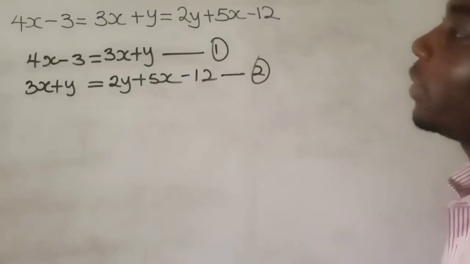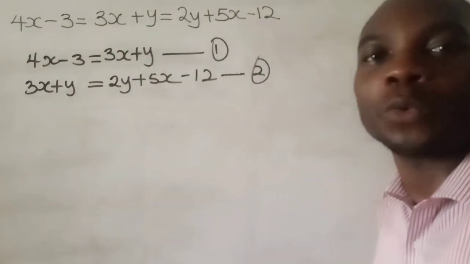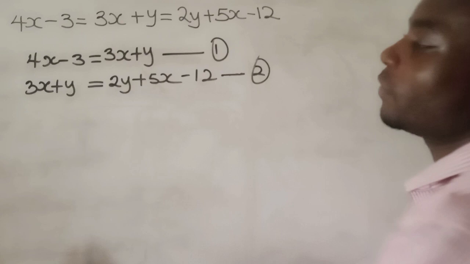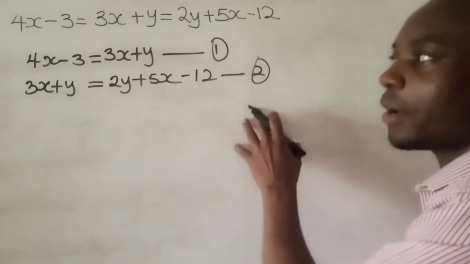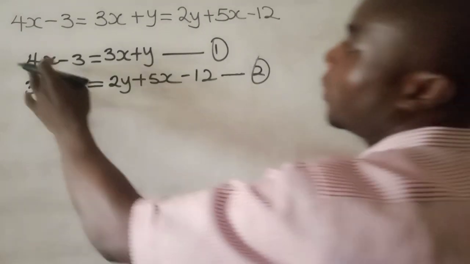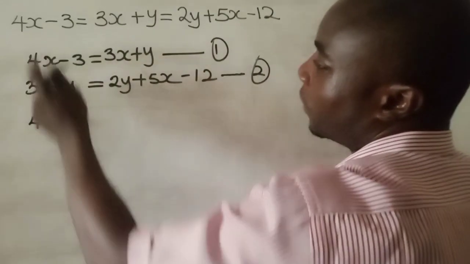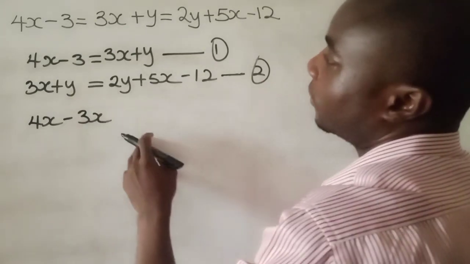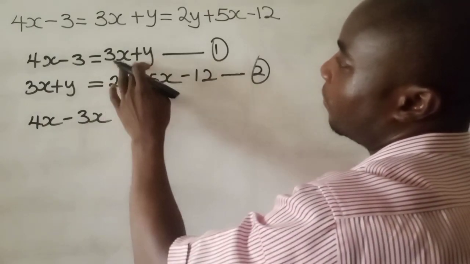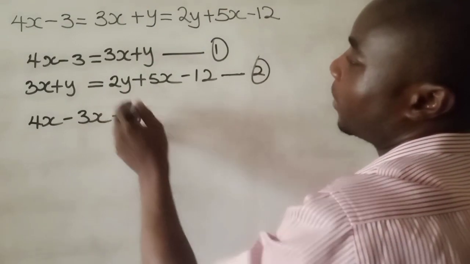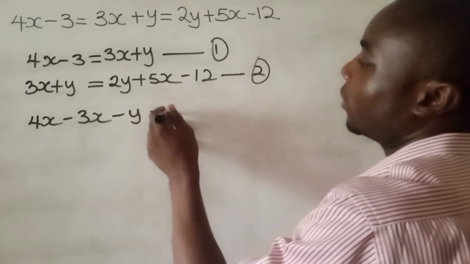All right, so what we're going to do next is to rearrange equation 1 and equation 2 to properly look like a simultaneous equation. That means we'll have the values of x on one side, values of y on one side, then the equality sign, then the whole numbers. So we're going to bring down 4x. When we collect like terms, plus 3x crosses over and becomes minus 3x. Then we have plus y, which crosses over and becomes minus y. And that's equal to minus 3, which crosses over the equality sign and becomes plus 3.